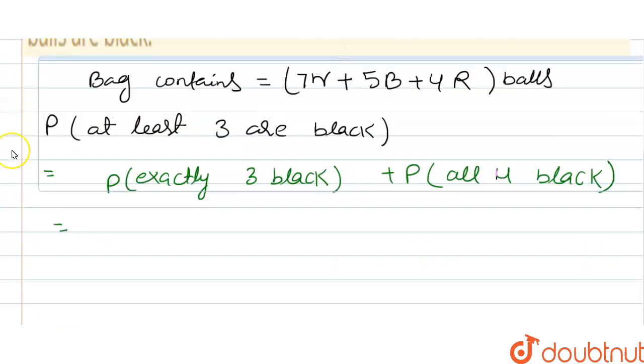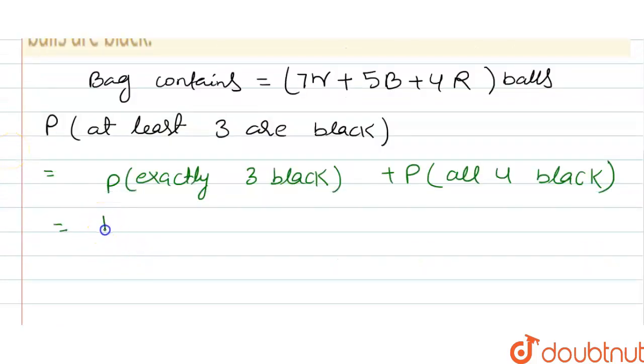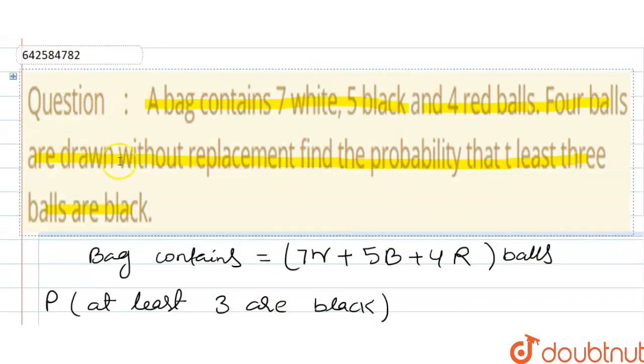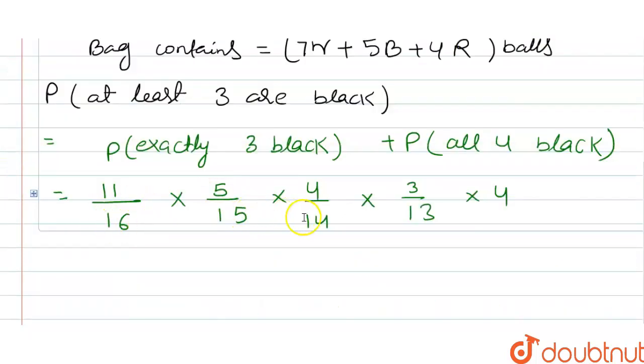Now put the values, that is 11 upon 16. 7, 5, 4, the addition of all of them will be 16. Multiply by 5 by 15, multiply by 4 by 14, 3 by 13 into 4. And there is a condition, 4 balls are drawn without replacement, so 16, 15, 14, 13.